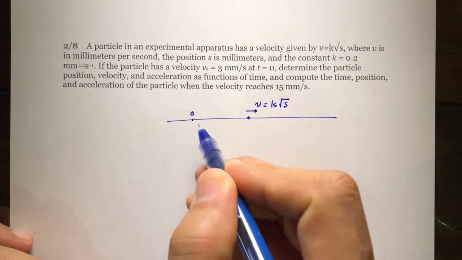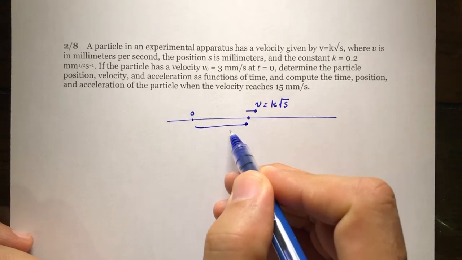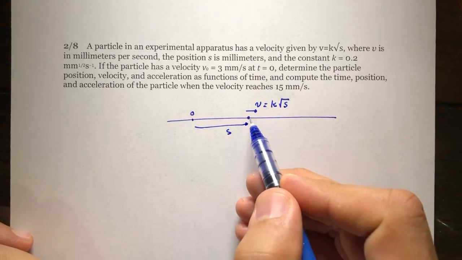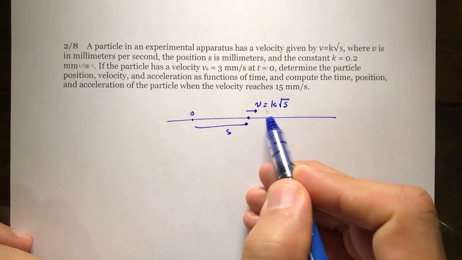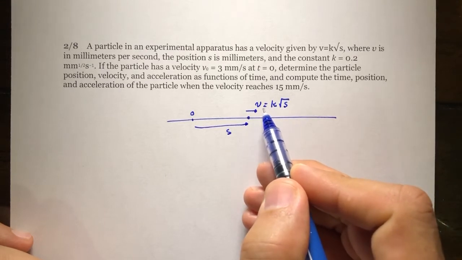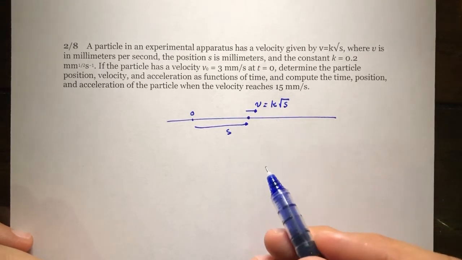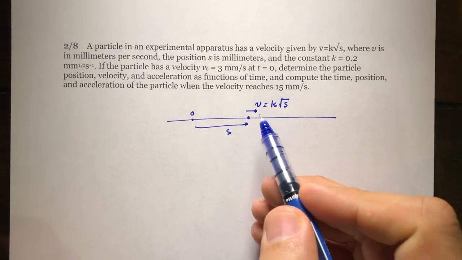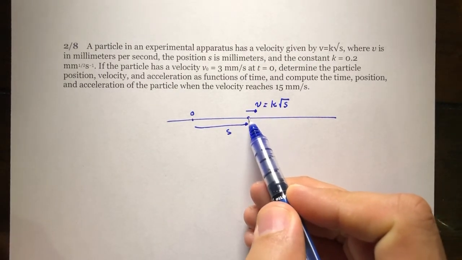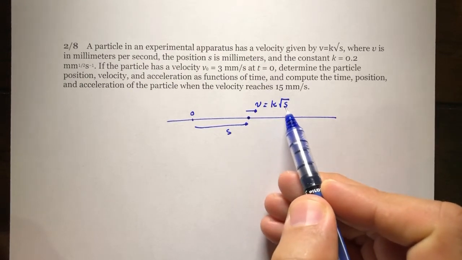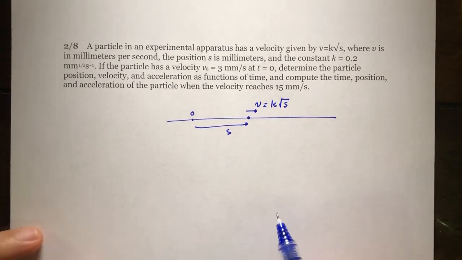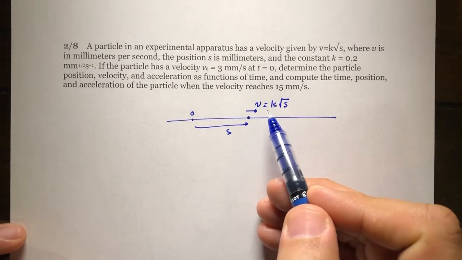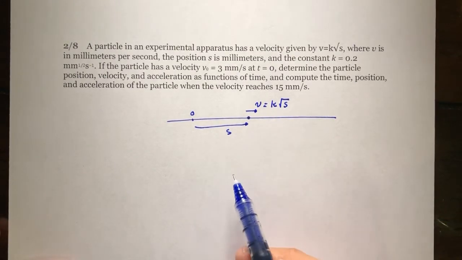For example, the origin is here. From here to here is called s. If we know the location of the particle, we can use this equation to find the velocity of it. So we have some force here, let's say some electromagnetic force, something which gives the velocity as a function of s to this particle. So we have this equation for the velocity.